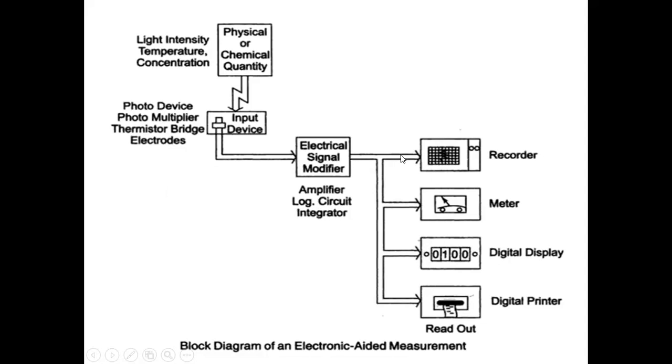Finally, it has to be given to the last stage, where we can have a recorder, meters, a display device, and a digital printer. These are the readout devices. So this is the simple electronic aided measurement. My main point is that we have to concentrate on the middle one, the signal modifier, that is, signal condition.